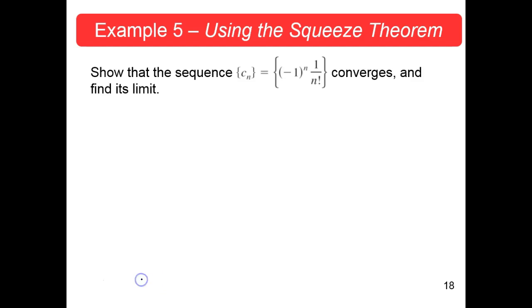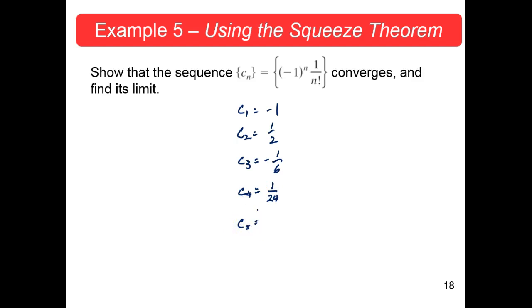So C sub 1 would be -1. C sub 2 would be 1/2. C sub 3 would be -1/6. C sub 4 would be 1/24.